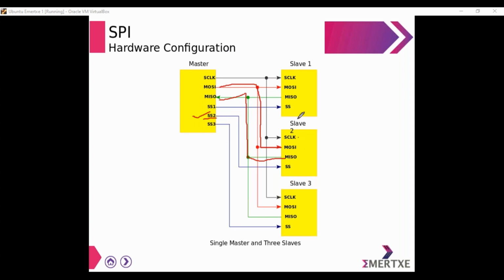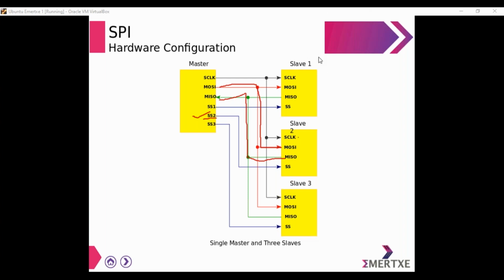At that point of time, slave 1 and slave 3 are not in contact. So they are out of the picture. That means they are not being disturbed, so they are not contributing to the communication. Slave 1 and slave 3 are busy with their own task. They are not disturbing the communication.